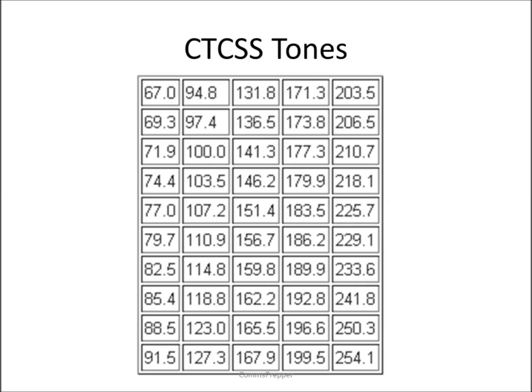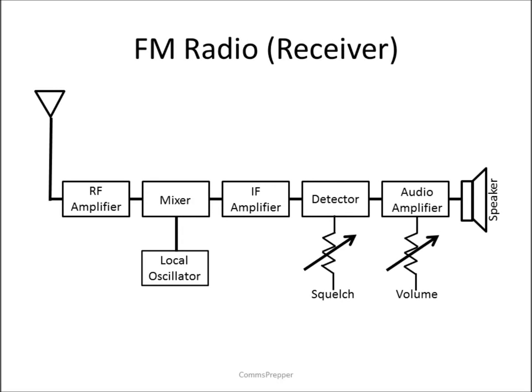So these are subaudible tones, and you can't hear them with your ear, unless maybe at 254, if you have a really good set of ears, you might hear a slight hum. Before I go into the tones, I'm going to go into an FM radio block diagram so you can get an idea of the mechanics that are taking place.